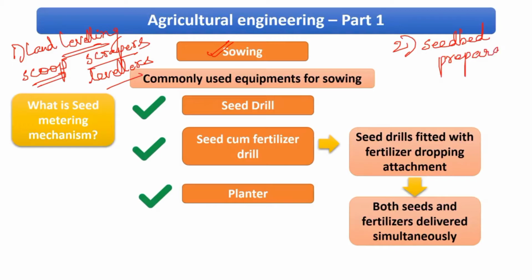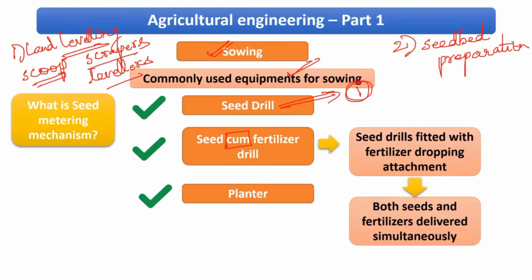So far so good. Now moving on to the next stage, it is called sowing. So first thing for sowing, what are the equipments that we use? Okay, the first one is seed drill here. Okay, keep in mind, important. Then next, there is a certain modification that is done to the seed drill. Okay, it is called seed cum fertilizer drill.